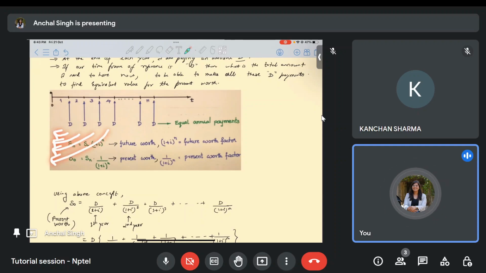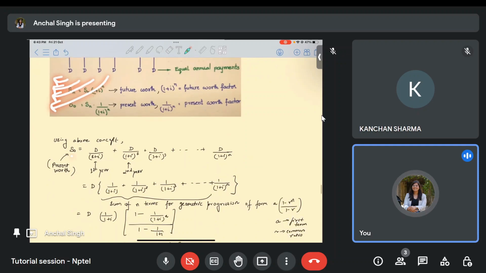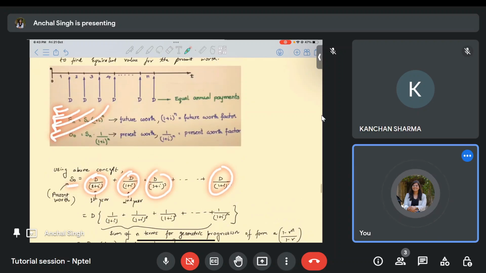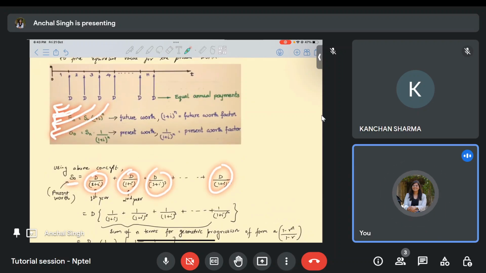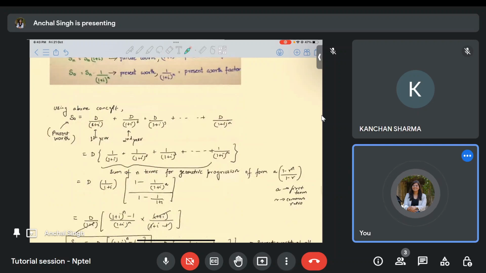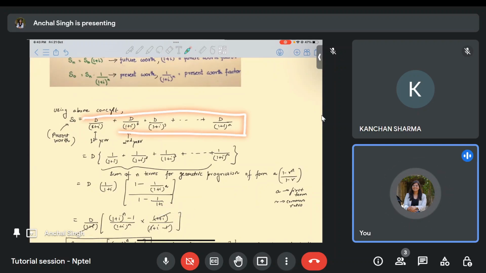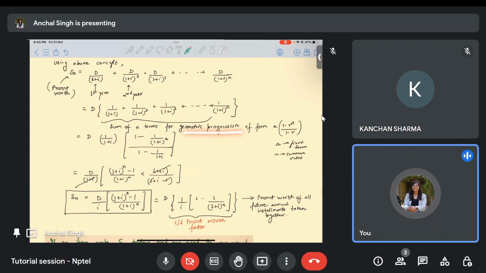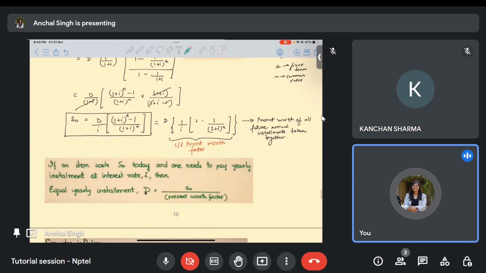In order to calculate the present worth I need for each of these, I will write it like this. So this will be the impact of each of the D components right now. To pay my first year installment, I need to have D upon (1 plus I) right now. For the second year installment, I need to have D upon (1 plus I) whole squared right now. So in order to pay all these installments, I'll have to have the sum of all these amounts. We'll apply the geometric progression formula, and after solving, you'll get this equation.